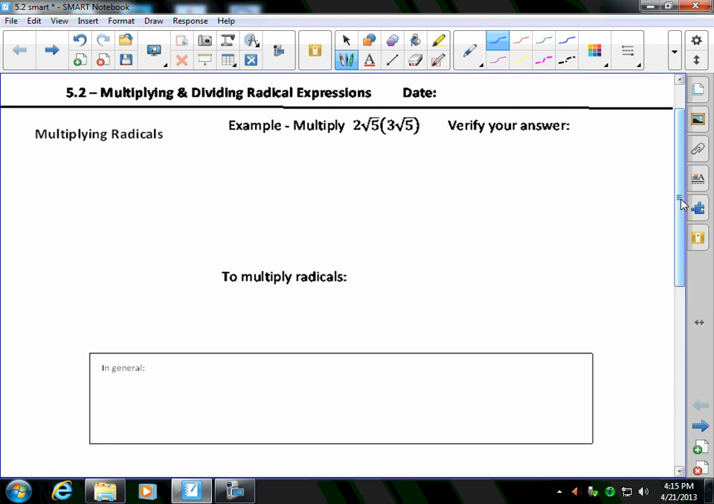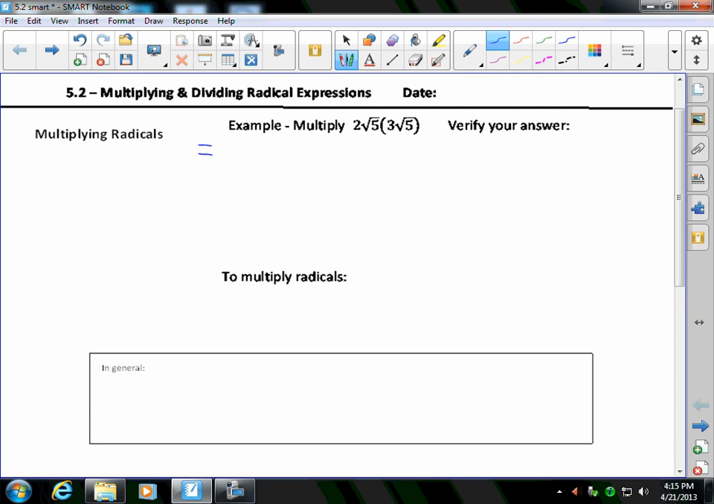To multiply these, all you need to do is multiply your like factors, if you want to call them factors. So I take my coefficients, those are the like parts, and then my radicals, and those are the like parts. And it doesn't matter if my radicals are the same, if they both have a square root 5, it doesn't make a difference. Whatever is under the radical sign, you can multiply or divide together.